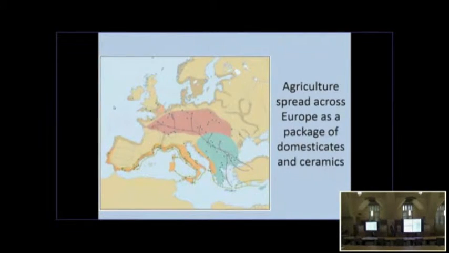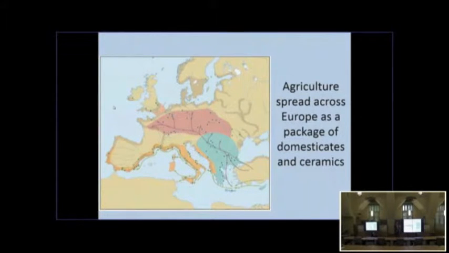So if we look then at my area, where I'm interested, I study this area in southwestern France and into Iberia. You see agriculture spread in Europe as a package of domesticates and cereals. It means they all came in at the same time. In the Western Mediterranean, you have domesticated sheep or goats. Sometimes it's difficult to pick them out from their remains. And you have pottery, and then you start to have settled village agriculture. And here, this yellow area is the area that I studied.